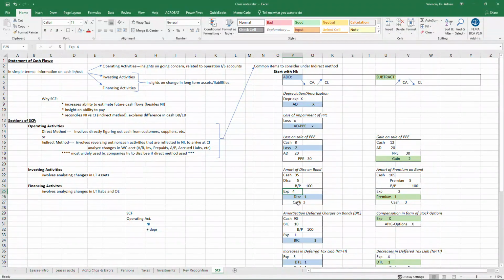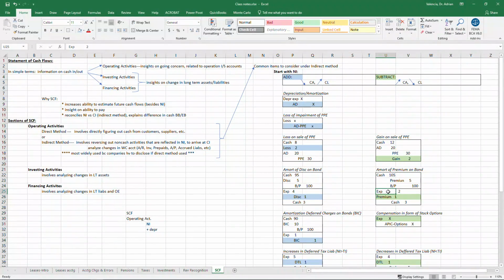So to go from net income to cash income, I'm going to add that discount back so that we don't reflect an expense or a cash outflow of 4, but only a cash outflow of 3. And that's how that would affect it. So this gets added back to net income, the amortized amount of discount.